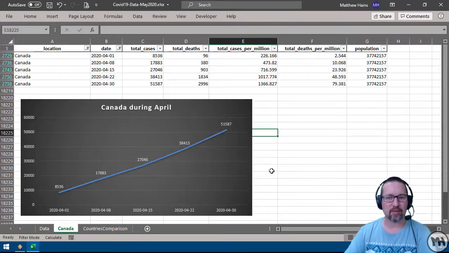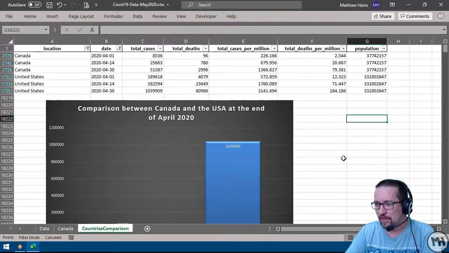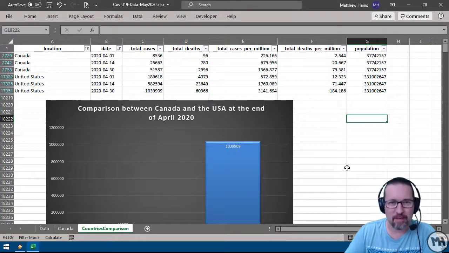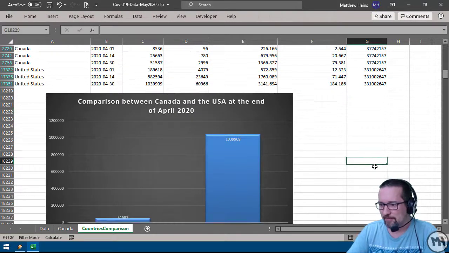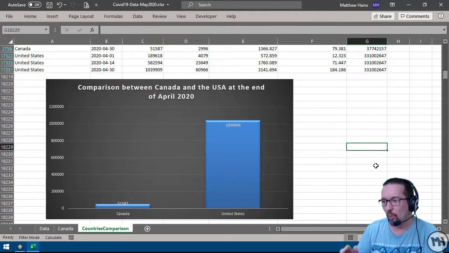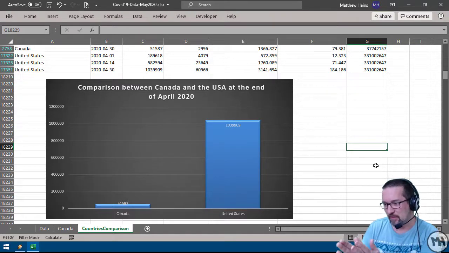Let's have a look at another graph. Here I do a countries comparison. So here I've taken Canada and the USA at the end of April 2020 during the COVID-19 pandemic, and I've compared them in terms of the total number of cases. Right away, without even looking at any numbers, we can tell, wow, there is a big difference because the USA is on a very big number.